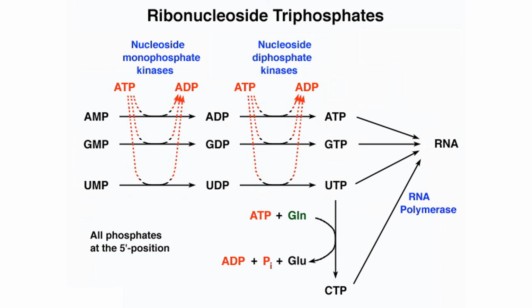In order to generate CTP, we're going to convert UTP to CTP. We'll need ATP and glutamine. We release glutamate, ADP, and an inorganic phosphate. And this essentially provides the energy for that reaction.